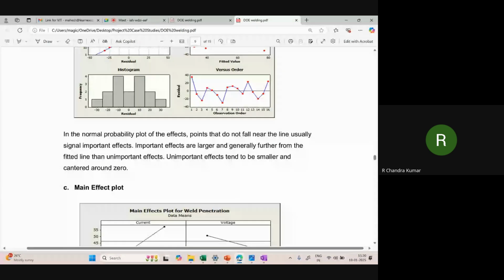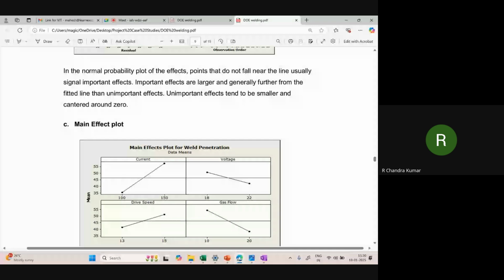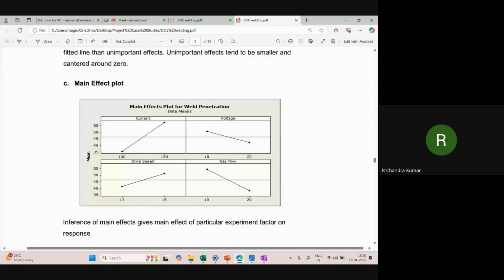Then comes main effect plot. In the main effect plot, we can see what happens when I increase the current from 100 to 150, my weld penetration increases from 35 to 55. When I increase the voltage 18 to 22, my penetration decreases. Drive speed 13 to 15, penetration increases. Gas flow 10 to 20, penetration decreases. This is about main effect.